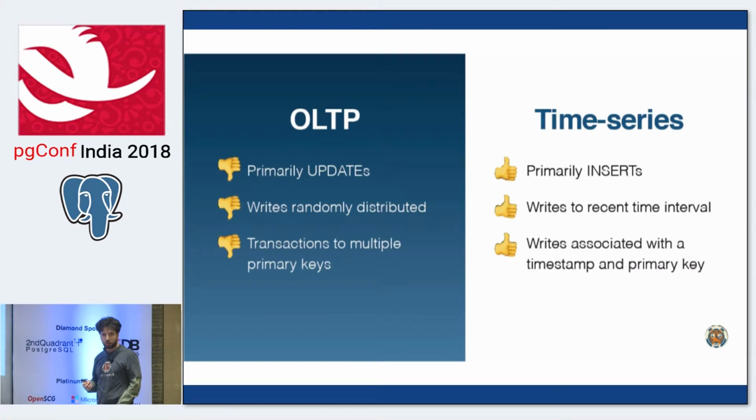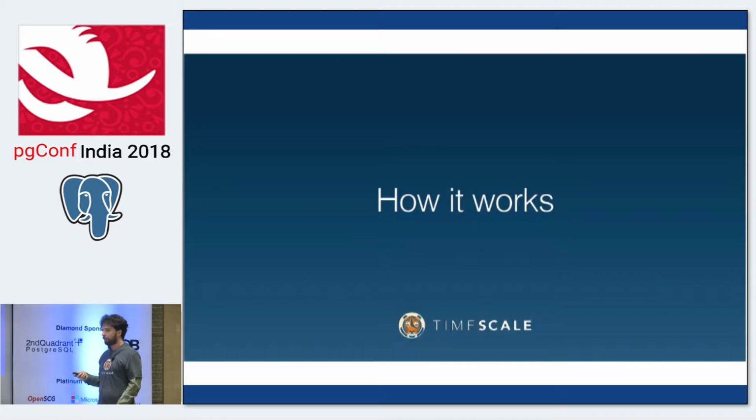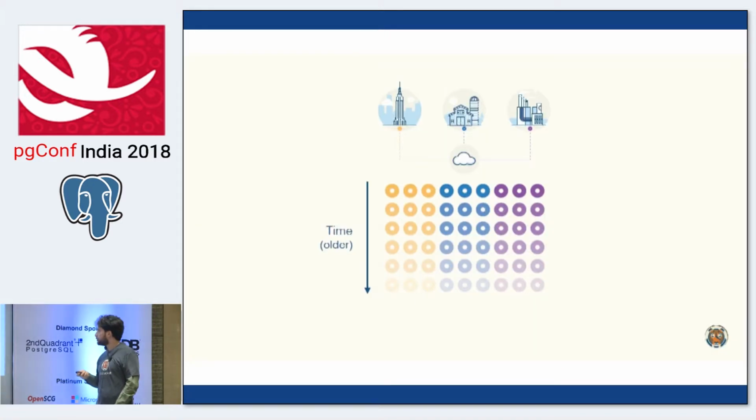Well, time series workloads are different than the OLTP workloads that Postgres was built for. And the way in which it's different is that it is not updates. It is primarily inserts, so we could optimize for inserts instead of updates. And the writes are not randomly distributed. They are, as I said, really concentrated on the most recent time interval. And so we could leverage these differences to make B trees in Postgres work.